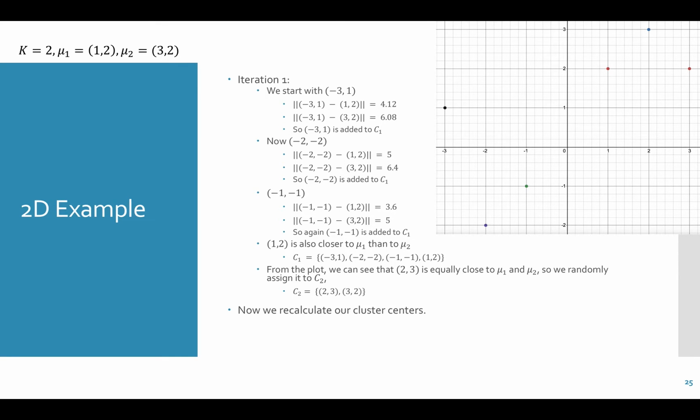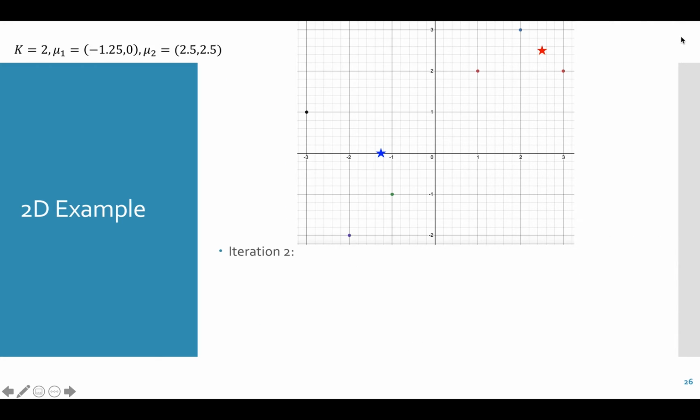We need to recalculate our cluster centers. We do this by adding all the points together in a cluster and then dividing by the number of points in that cluster. And so our new mu1 is negative 1.250, and our new mu2 is 2.5, 2.5. I have plotted the new cluster centers using these stars so we can visualize them. I have the red star as mu2 and the blue star as mu1.